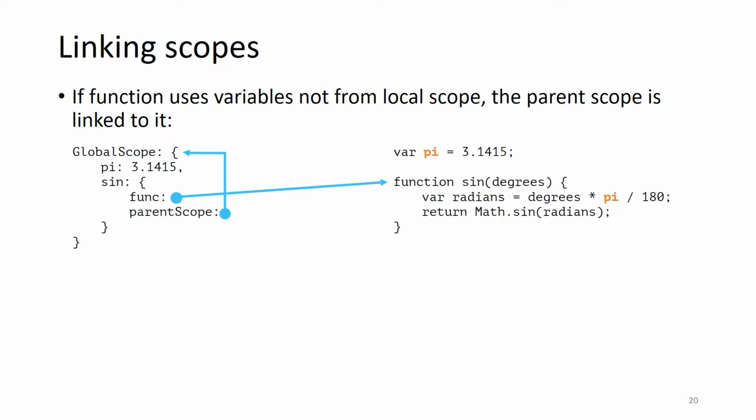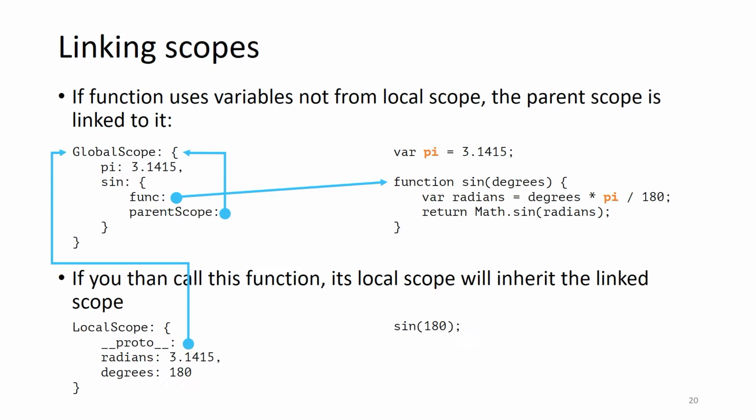And now, if we call this function, the local scope will prototypically inherit the parent scope of the function. So if we now call our function sync from 180, inside this function, a new scope will be created with variable degrees 180, with variable radians, and when we try to access pi, we will not find it in local scope, so we go up the prototype chain to the global scope and see pi here. And this is how it works.